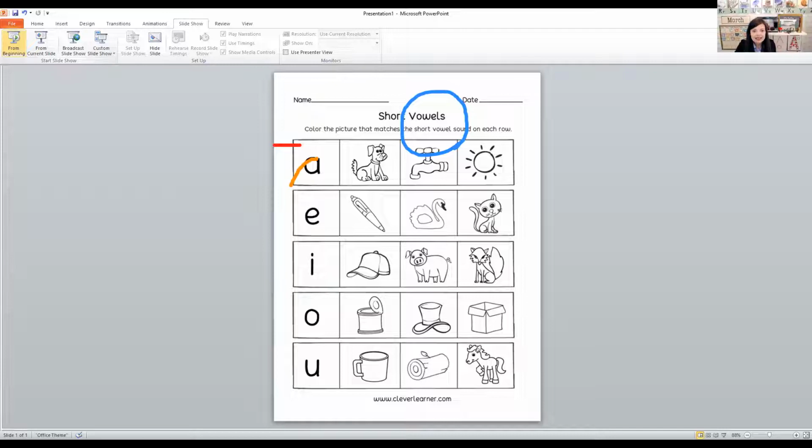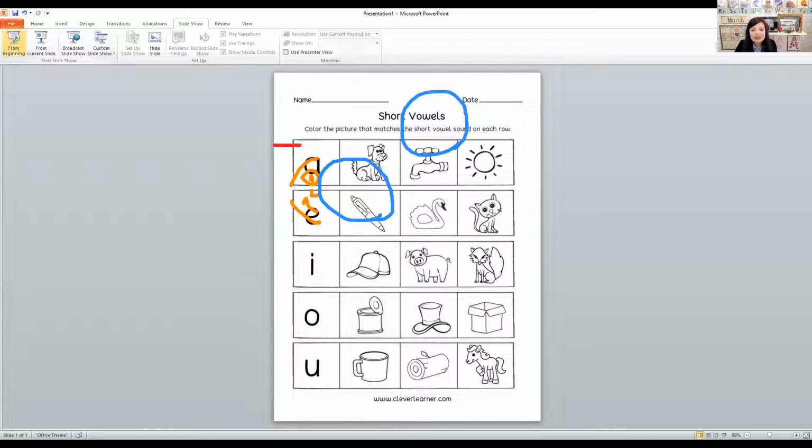Okay, so the next vowel is E, and E says eh. Let me show you that. E looks like an ear. I'll draw that picture for you. And E says eh. What'd you say? Eh? So which picture has that eh sound in the middle? Pen, swan, cat. Pen.